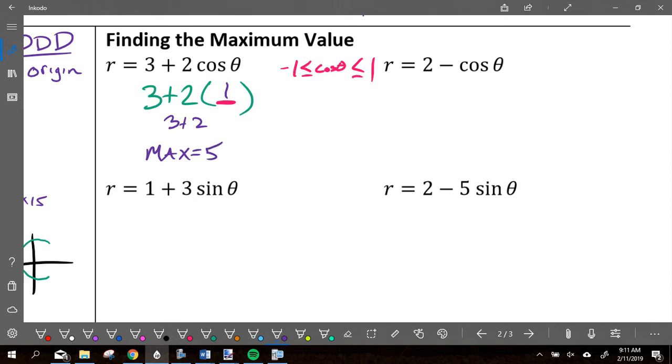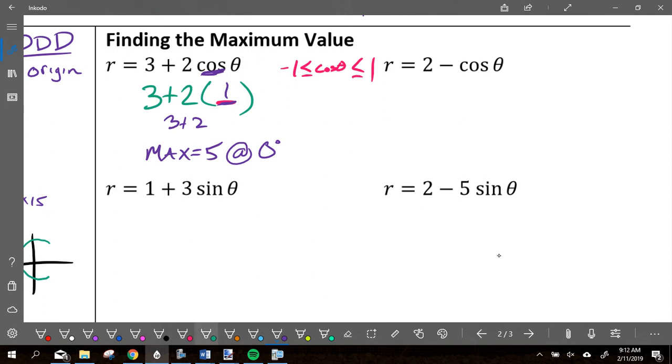No matter what number I plug in, I'm never going to get anything bigger than 1 for cosine. And so the biggest number I could possibly get is 5. It's a maximum of 5. At what angle is there going to be a maximum of 5? When is cosine going to get you 1? At 0 degrees. So I have a maximum of 5 at 0 degrees.